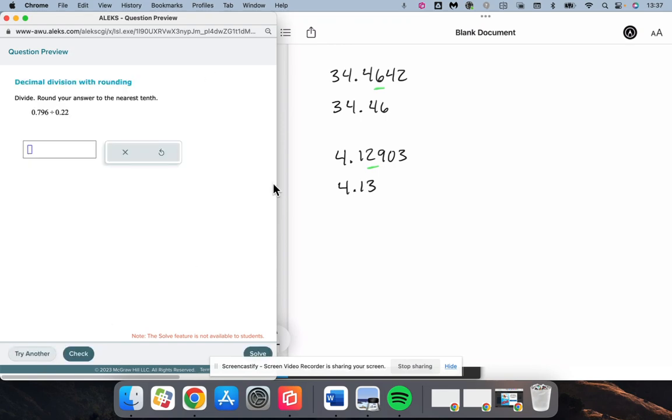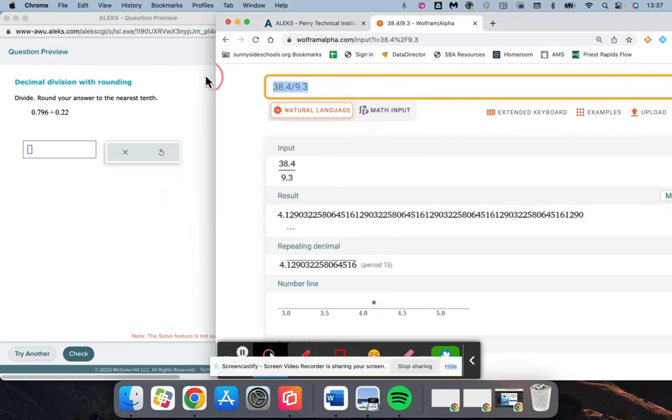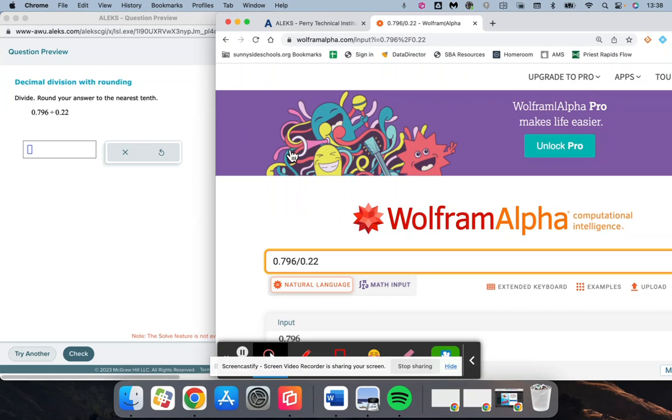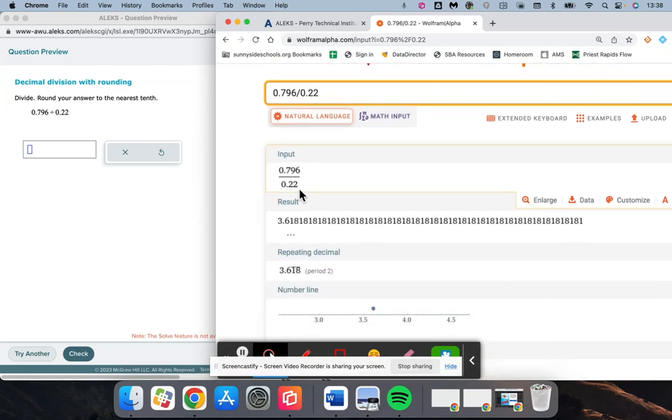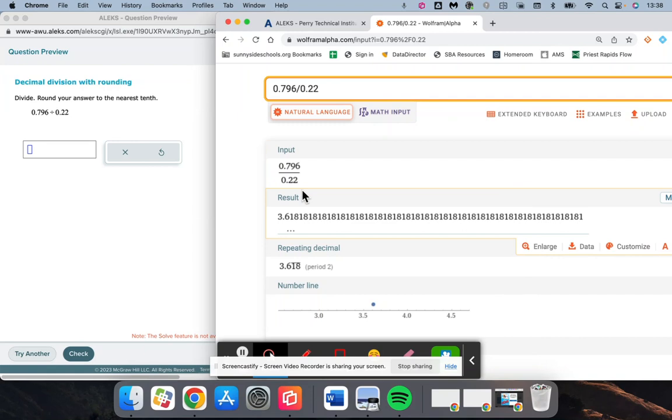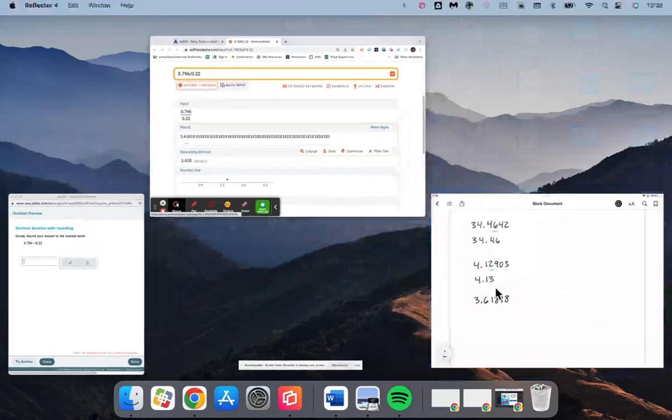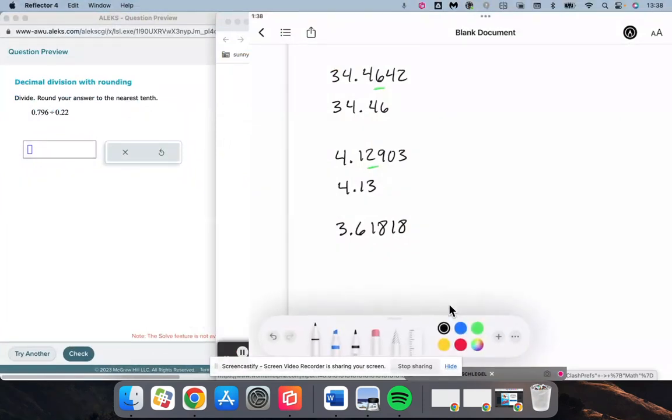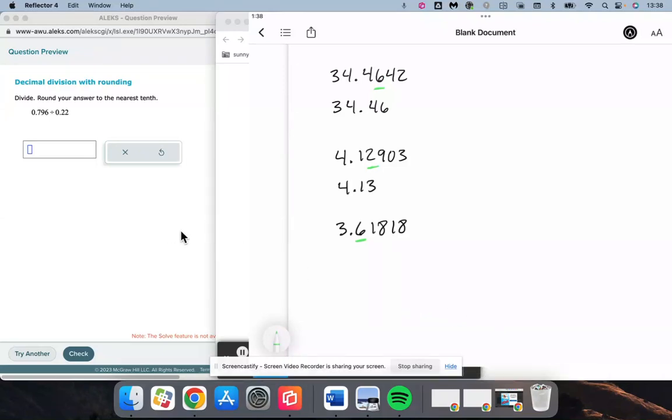We've got 0.796 divided by 0.22. Again, make sure you check the input to make sure it matches what it should, and it does. We've got 3.61818. This time we're asked to round to the nearest tenth. So the tenths spot is the 6 right there. We look at the number after the 6, it's a 1. 5 or more, up the score; 4 or less, let it rest. It is 4 or less, so it stays 3.6.